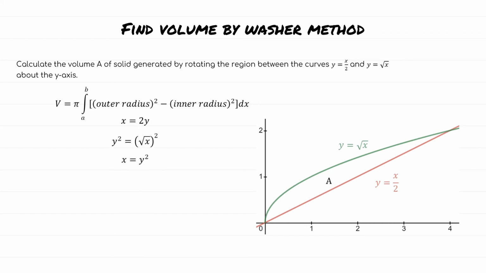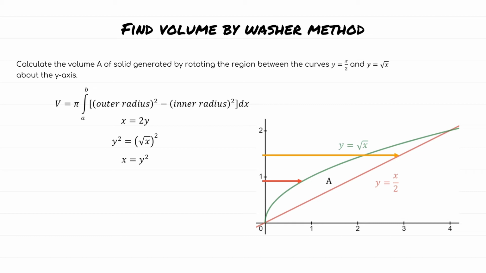As stated in the question, it is rotated about the y-axis. So y equals x over 2 will be x equals 2y, and y equals square root of x will become x equals y squared. Next is to find the outer and the inner radius. The orange arrow is the outer radius, which is the straight line, and the red arrow is the inner radius, which is the curve.